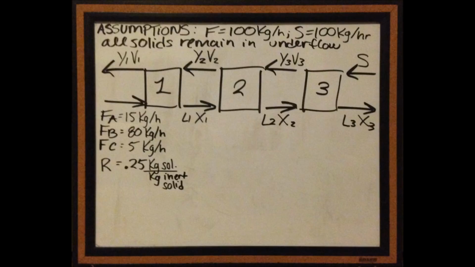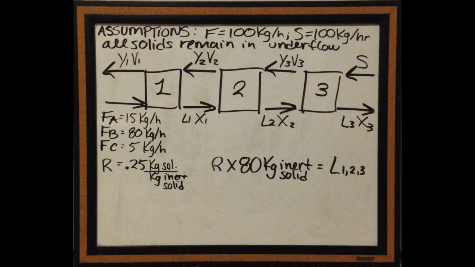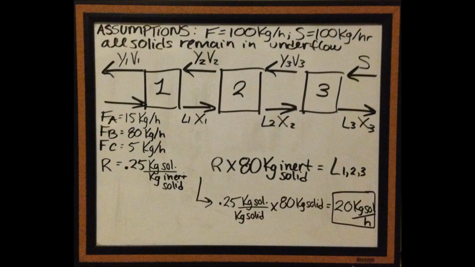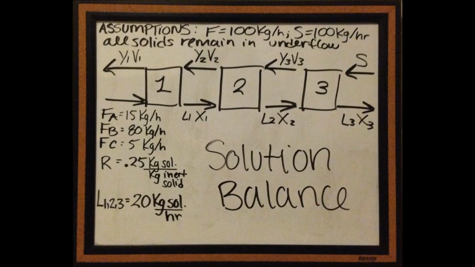R equals 0.25. This is based off the fact that the solids product of each filter contains 0.25 kilograms of solution per kilogram of inert solid. Because all of the solids remain in the underflow, we can multiply our R rate by the amount of insolubles to achieve a value of 20 kilograms of solution per hour for all solution flow rates because they are equal due to the equilibrium state in each filter. Since we now know our solution flow rates in the underflow, we can calculate our overflow solution rates.